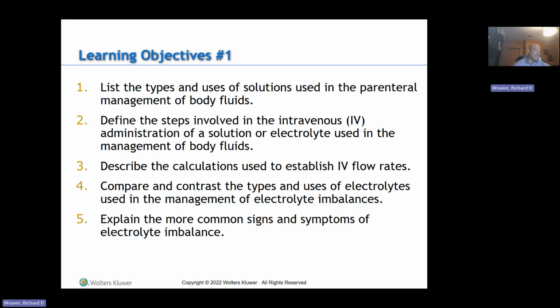All right. Explain more common signs and symptoms of electrolyte imbalance, and this is kind of where the challenge comes into play, because you have several electrolytes that we deal with. Mainly, you have your potassium, sodium, chloride. Sodium chloride usually goes together. If the chloride is low, then the sodium is likely going to be low. If the sodium is high, the chloride is likely going to be high. Those are two electrolytes that bind together.